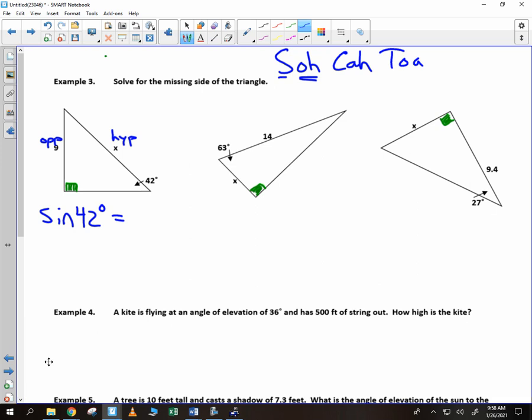Again, the ratio is opposite over hypotenuse. Opposite is 9 divided by hypotenuse x. Students often make the mistake of thinking they're multiplying by something every time. In this case, you're going to end up dividing. I think the easiest way for people to solve this is to put this over 1 and then cross multiply. So 9 times 1 is 9, and then x times the sine of 42 is x sine of 42.